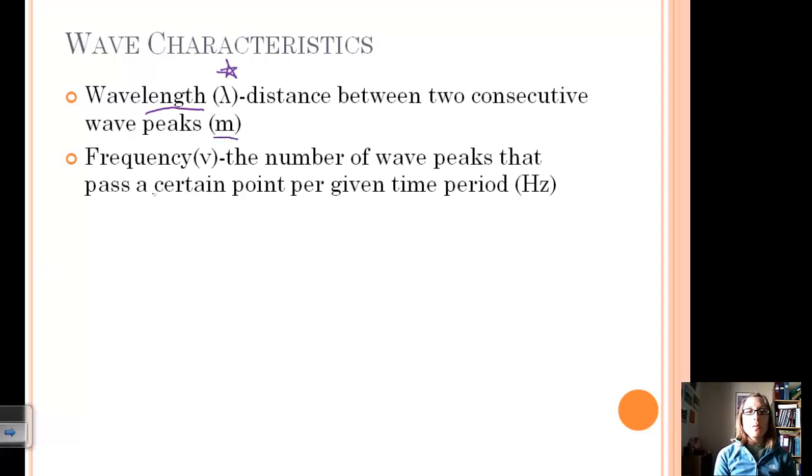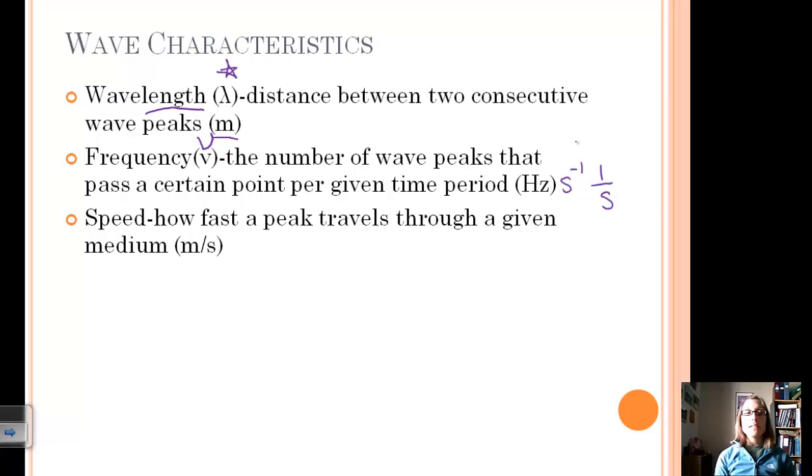Okay, frequency, which is this V that has like a curved part to it, or sometimes we use an F for it, is the number of wave peaks that pass a certain point per given time period. So units here are hertz, or seconds to the -1, or 1 over seconds. It's basically number of waves in a certain amount of time, and so you would count the number of waves. It's kind of like if you're going into a baseball stadium, they count the number of people that go in, in like per minute. That's the frequency of people.